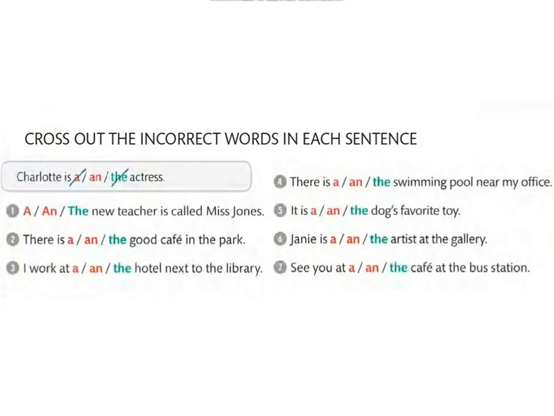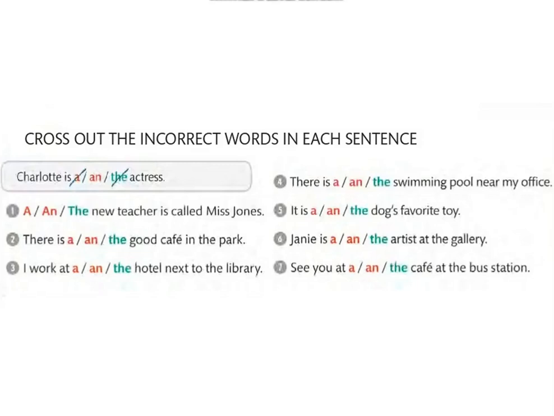The new teacher is called Miss Jones. The new teacher. Why did we use the? Because we are talking about a particular teacher here, not in general. So we use the.